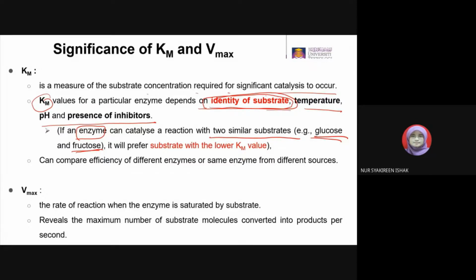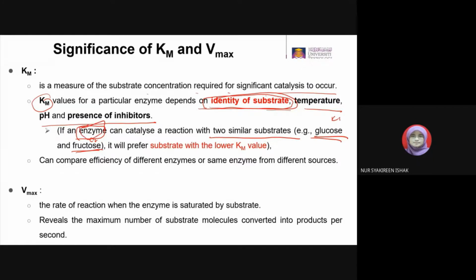Sorry, the molecular formula is the same but the structural formula is different, right? Because in glucose the carbonyl group is at carbon number 1, while in fructose the carbonyl group is at carbon number 2. So they are isomers but the structure is different. Okay, so it will prefer a substrate.